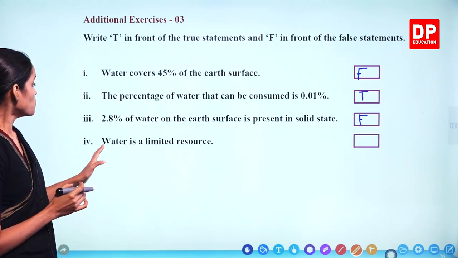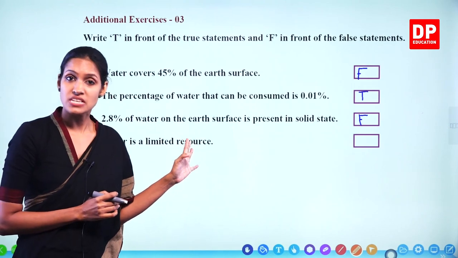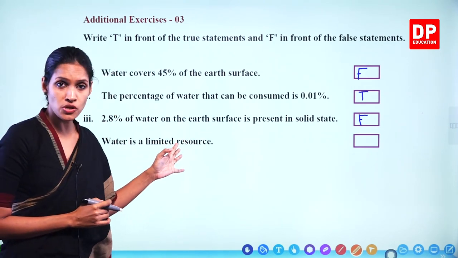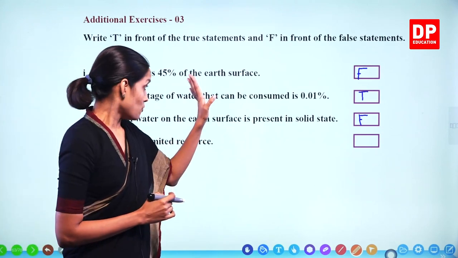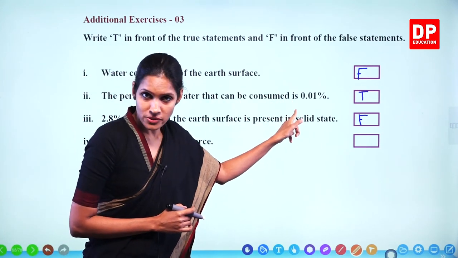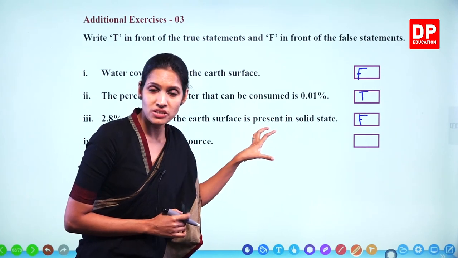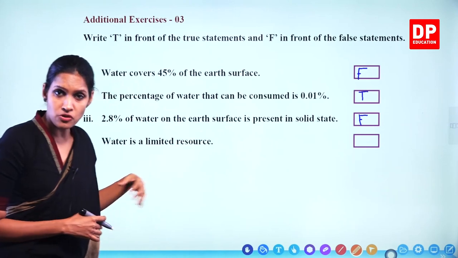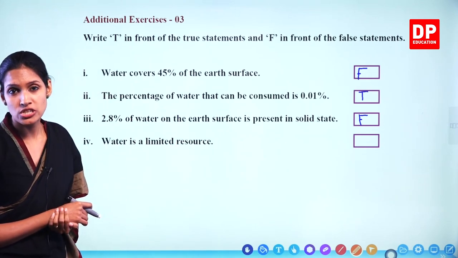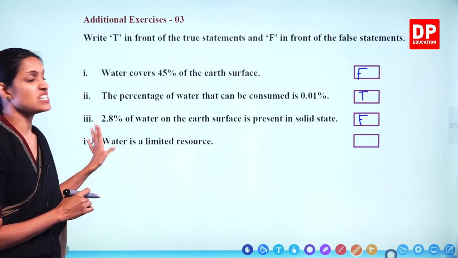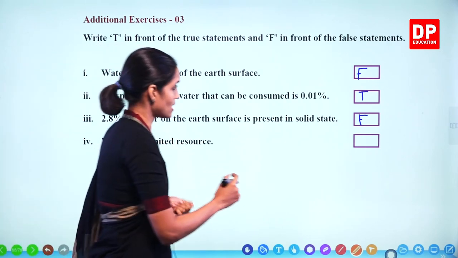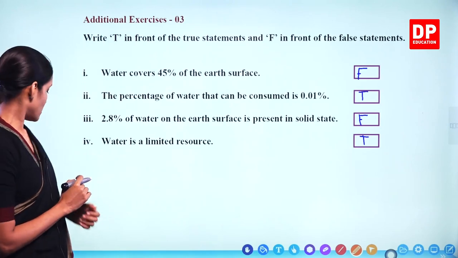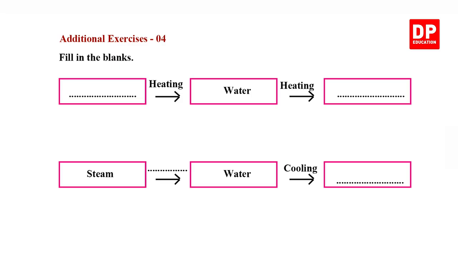Next one. Water is a limited resource. Yes, water is a limited resource. Why is it a limited resource? Number one, only 0.01% of water can be consumed. Another reason is, even in this little amount, some of this water is already polluted. So water is a limited resource. That is true. Okay, moving to the next one.